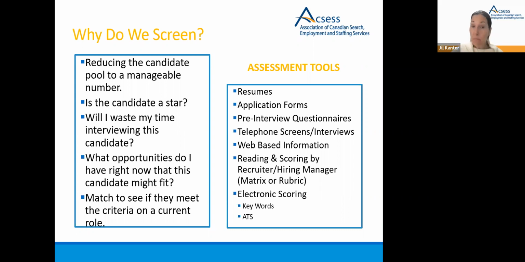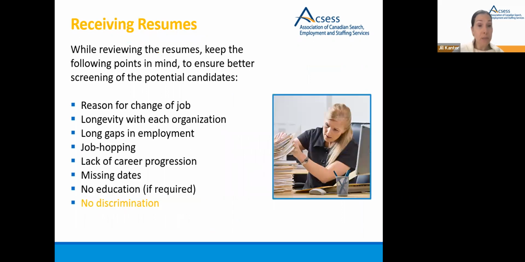Again, some companies might use a matrix or rubric, and some will use electronic scoring. Some of our organizations and firms may use keywords, what's in the applicant tracking system. And certainly a lot of our clients might use some format of electronic scoring. So there are lots of ways to look at the different assessments that are out there. And again, these are just some of the ones commonly used by our clients as well.